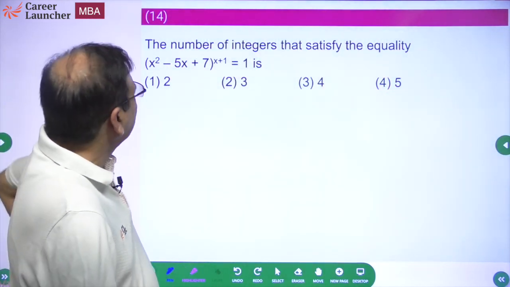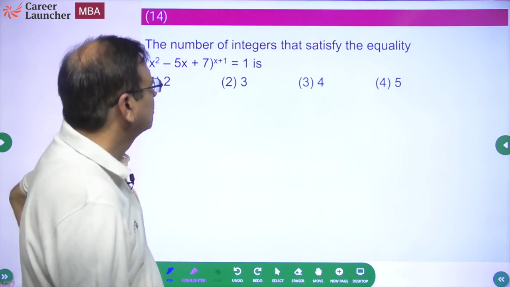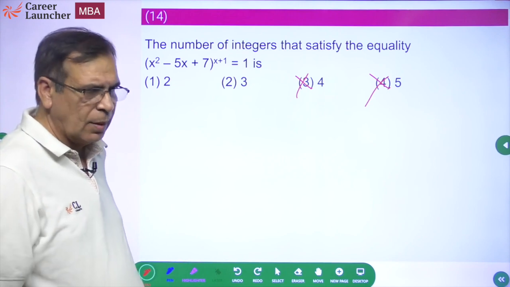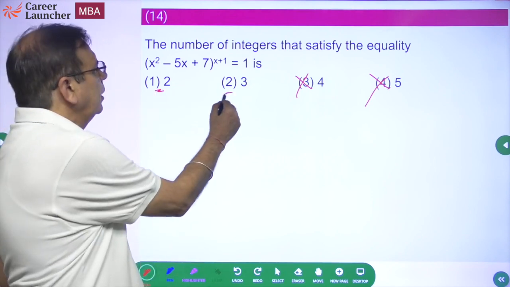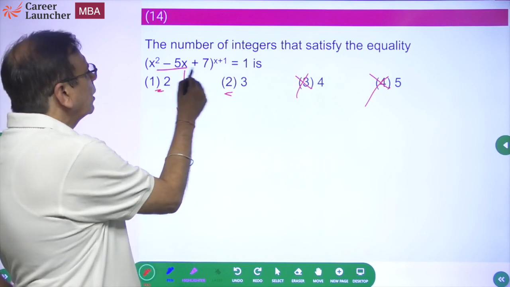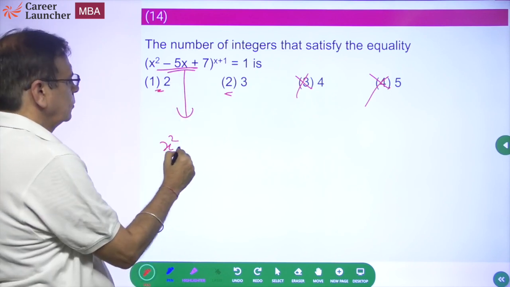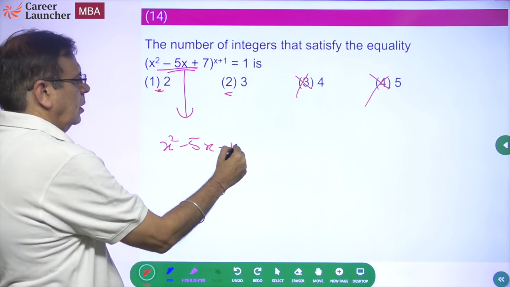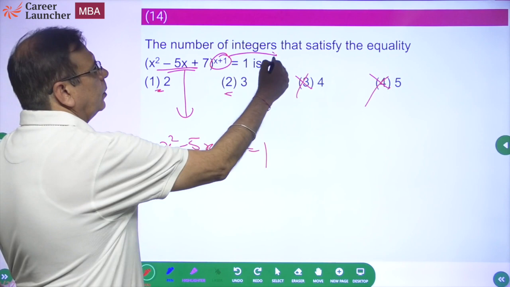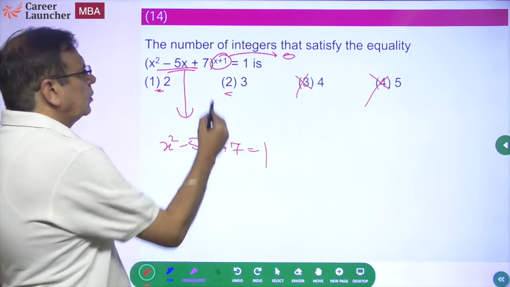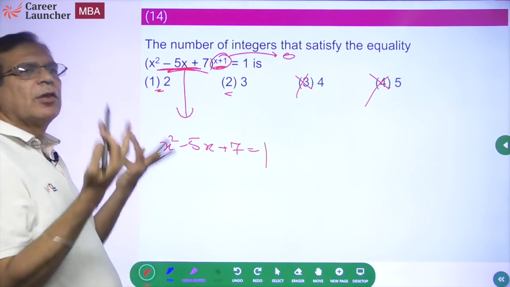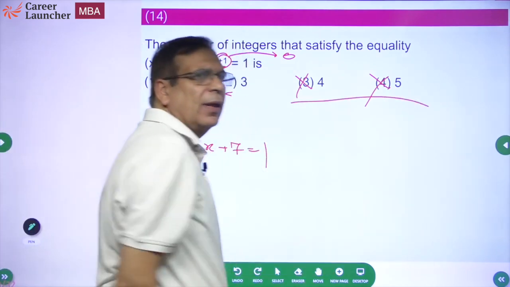Number of integers that satisfy the inequality. These two choices are wrong. Can you tell me why? The answer will either be 2 or 3. Now look at this. This is a quadratic. What will you do? You will say this has to be equal to 1. Case 1. Second case could be this has to be 0. This is 1 root, 2 here. A maximum of 3 roots are possible, so these are useless choices, aren't they?